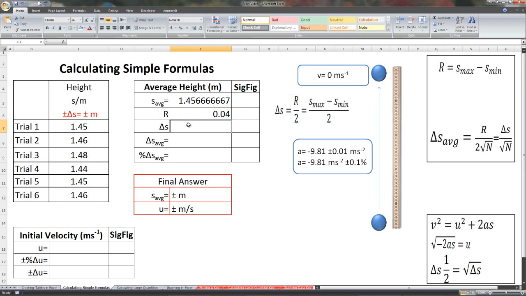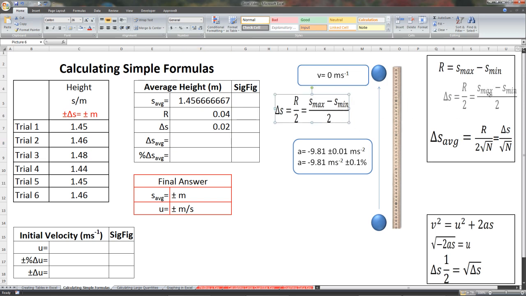So what I need to do is tell it that my uncertainty is going to follow my range divided by 2. So I'm going to click equals and click on my range box, which is cell F6, and I'm going to divide that by 2. So this tells me that my uncertainty for each of these values is plus or minus 2 centimeters.